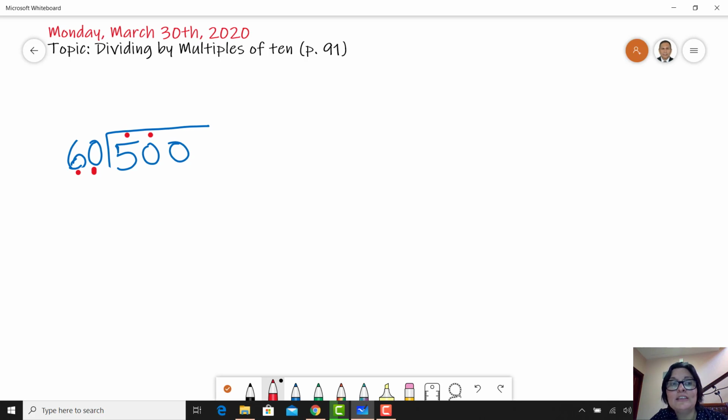No, right? Because 50 is less than 60. So we have to take the other number in the dividend. So we are going to have 500 divided into 60 children. Is that possible? Yes, it's possible. We can divide 500 hamburgers into 60 children. So we have to see how many hamburgers each one of them is going to have.